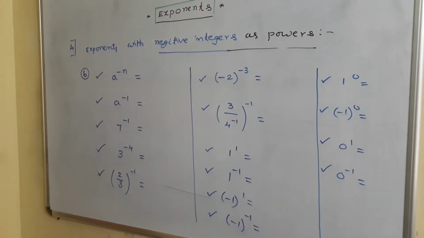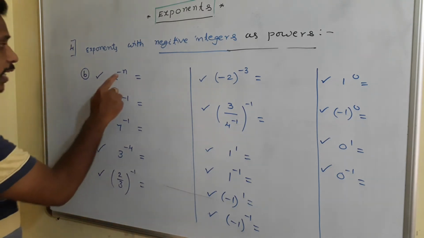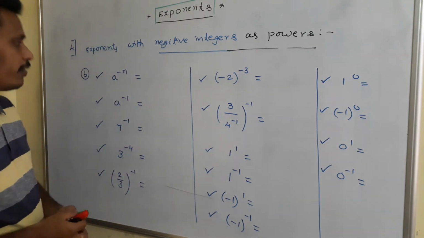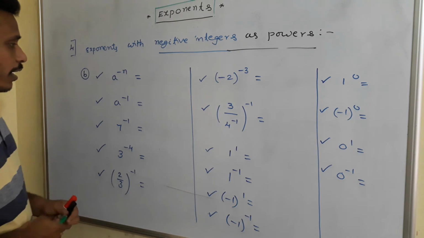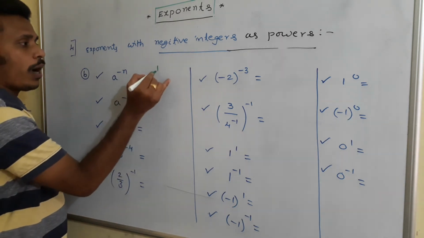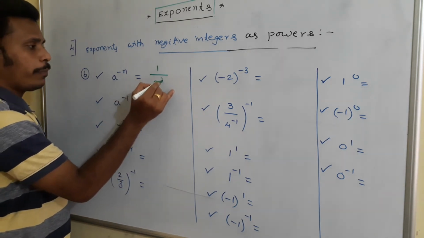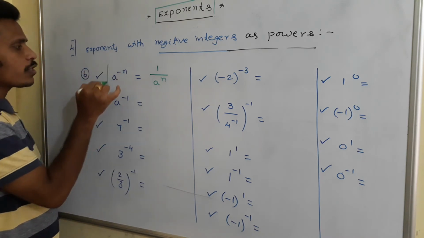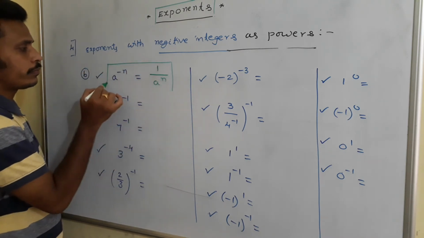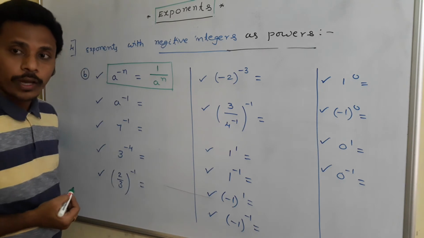Yeah, we are discussing exponents with negative integers as powers. If there is a negative integer like minus n in the power, as we discussed, a power minus n can be written as 1 divided by a power n. Okay, this is one of the basic laws. A power minus n is 1 by a power n.